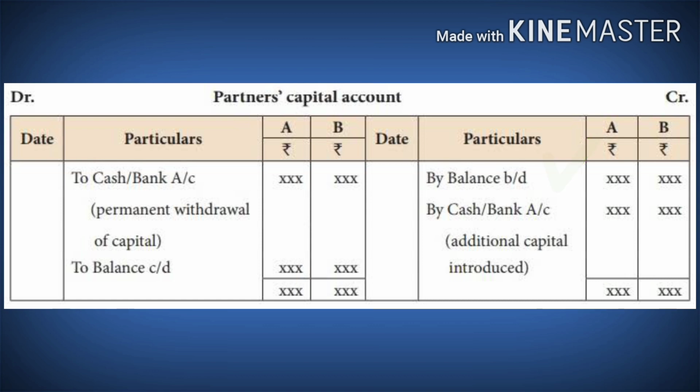And in special circumstances, when partners may bring in additional capital or when they may withdraw the excess amount of capital with mutual consent, the capital may increase or decrease. So, if any additional capital is introduced, that additional capital is shown in the credit side by cash or by bank. And if any excess amount is withdrawn, that is shown in the debit side to bank or to cash. Only this much has to be shown in the partner's capital account.